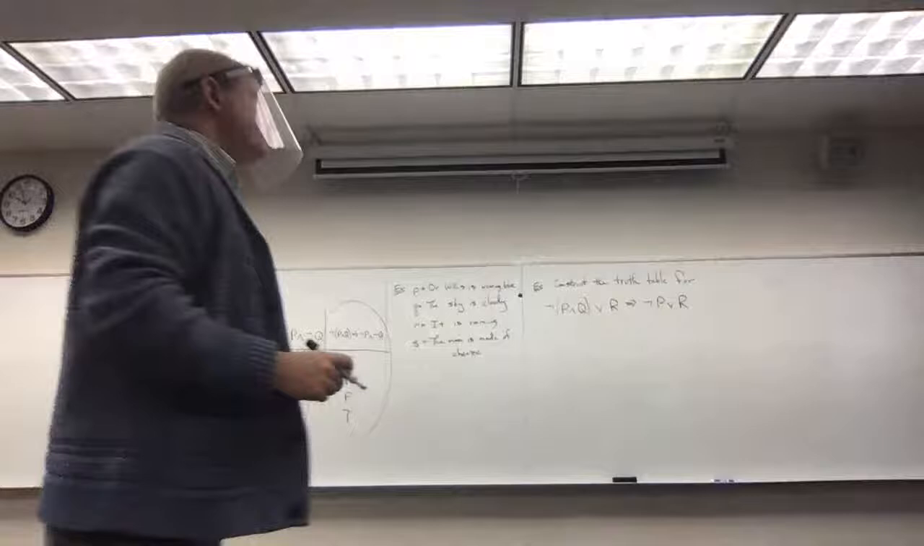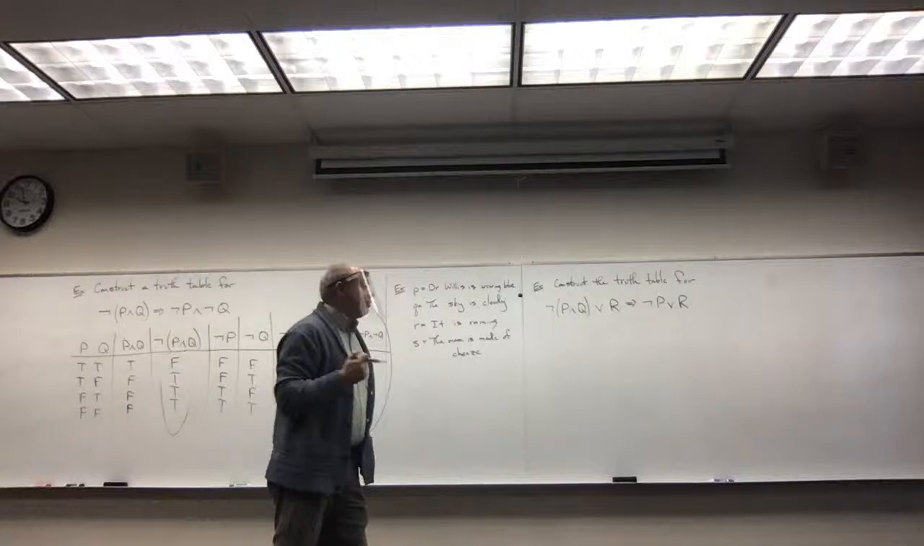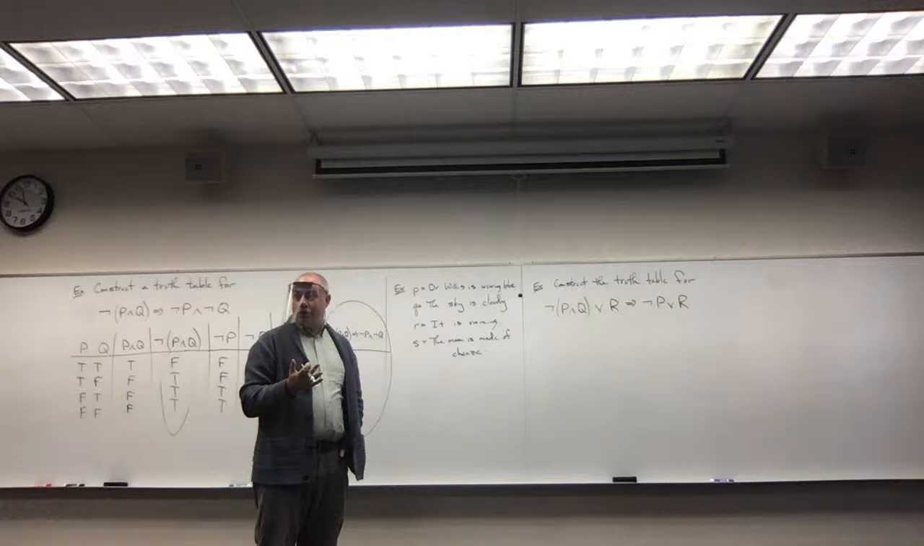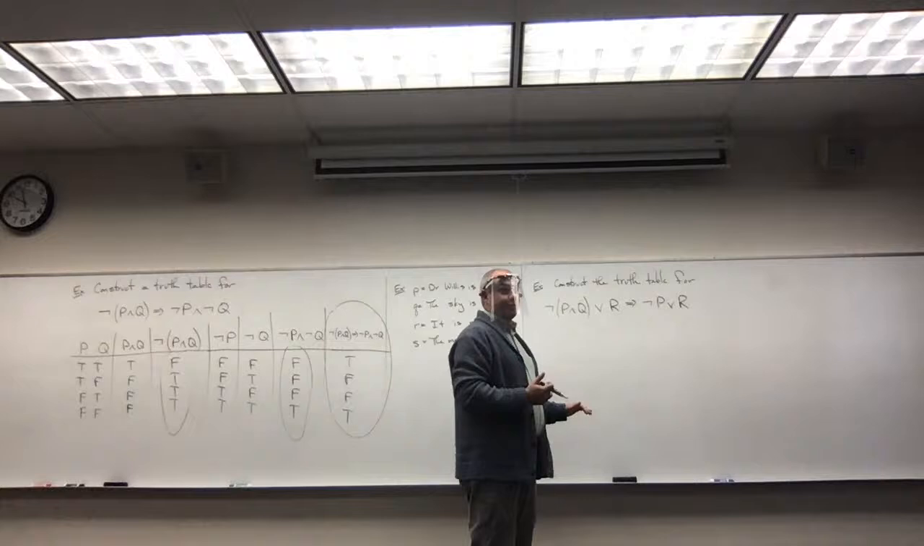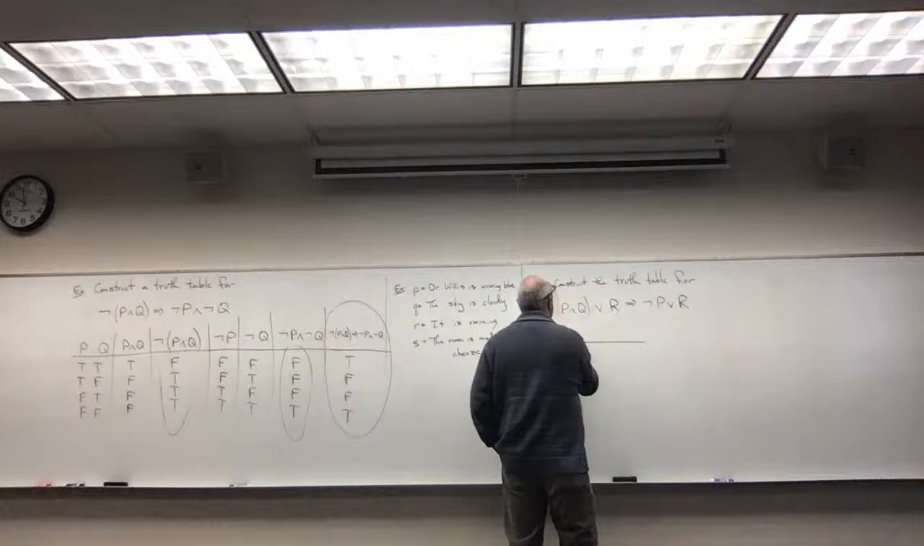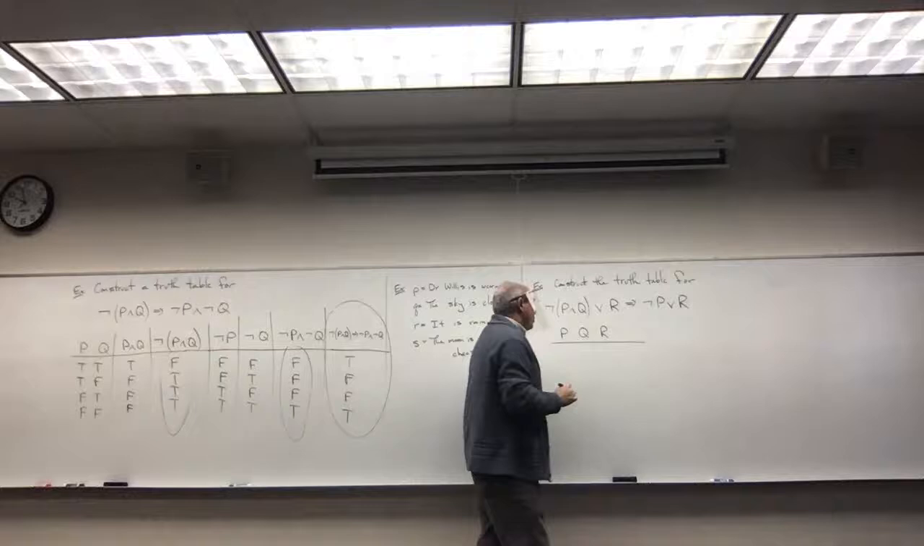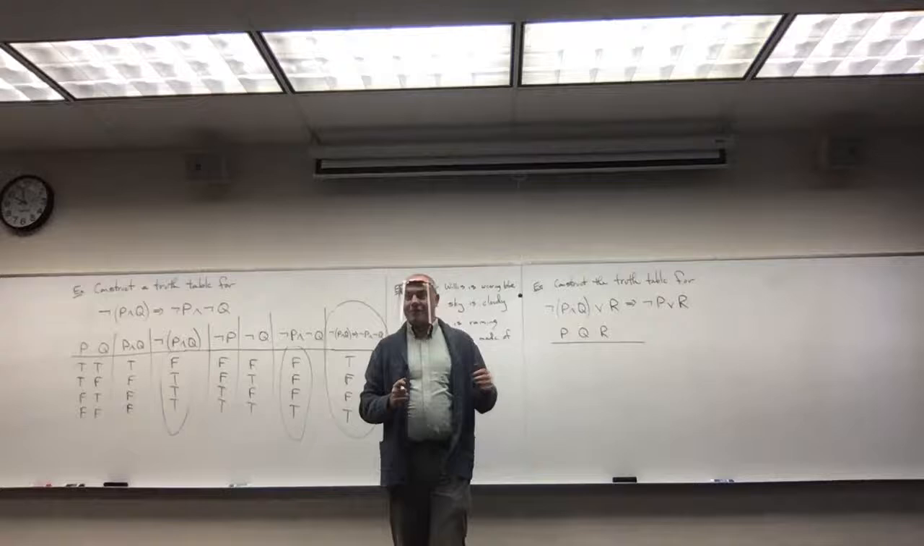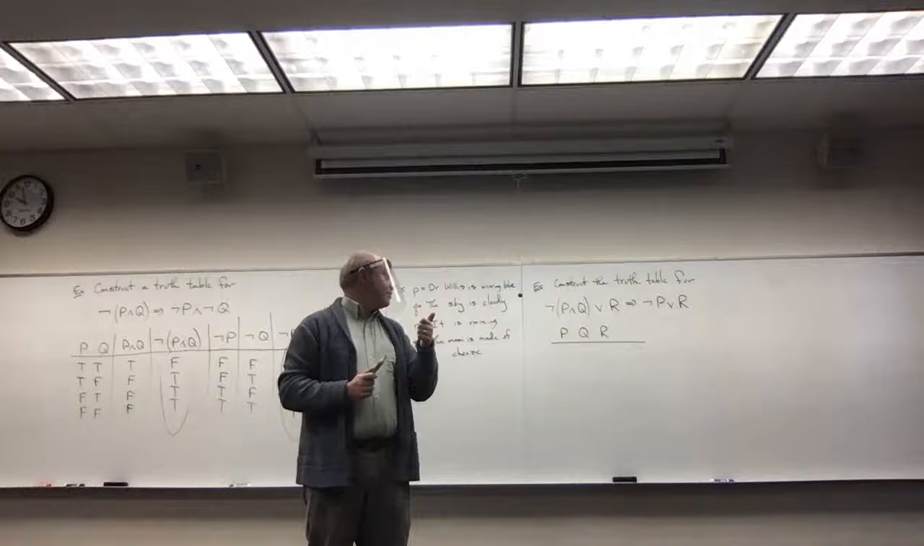So we have P, Q, and R as all statements that could either be true or false, and we don't know which. So we're going to need more rows in our truth table because we have P and Q and R. So we have P, we have Q, R. So how many different combinations of true and false will show up down there? 8, right? Because P can be true or false, Q can be true or false, R can be true or false. So 2 times 2 times 2, we get 8.